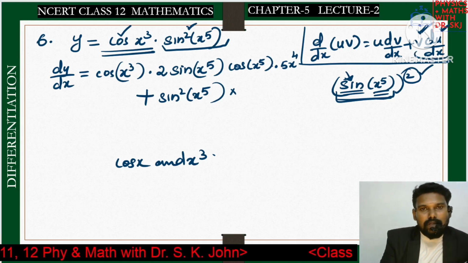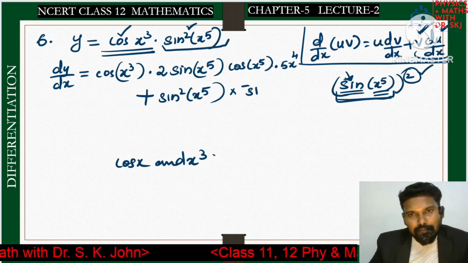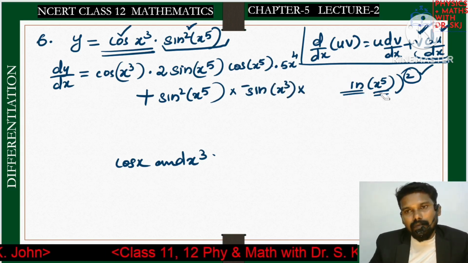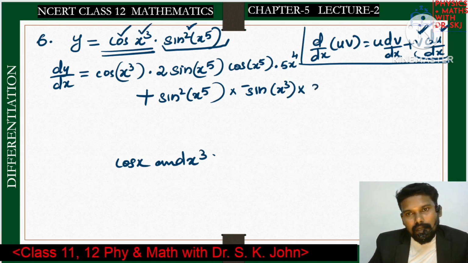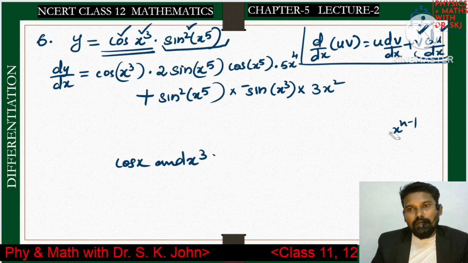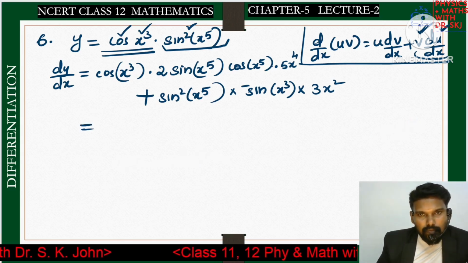Second function derivative first. Sine square x raised to 5 into, what is the derivative of cos? It is minus sine. Minus sine x cube times, what is the derivative of x cube? It is 3x square, using the formula n x raised to n minus 1. Okay, 3x square.